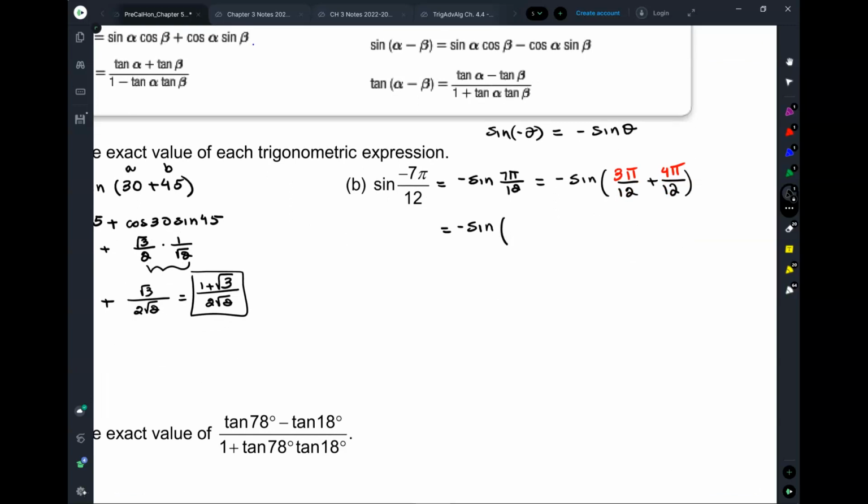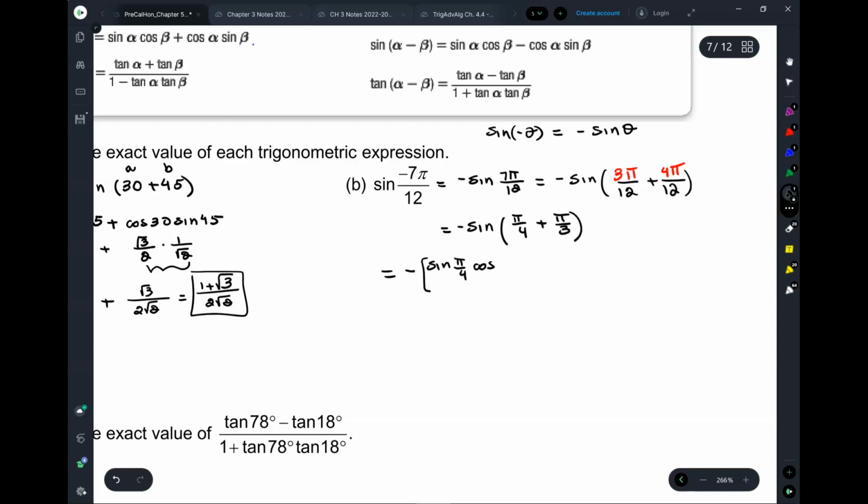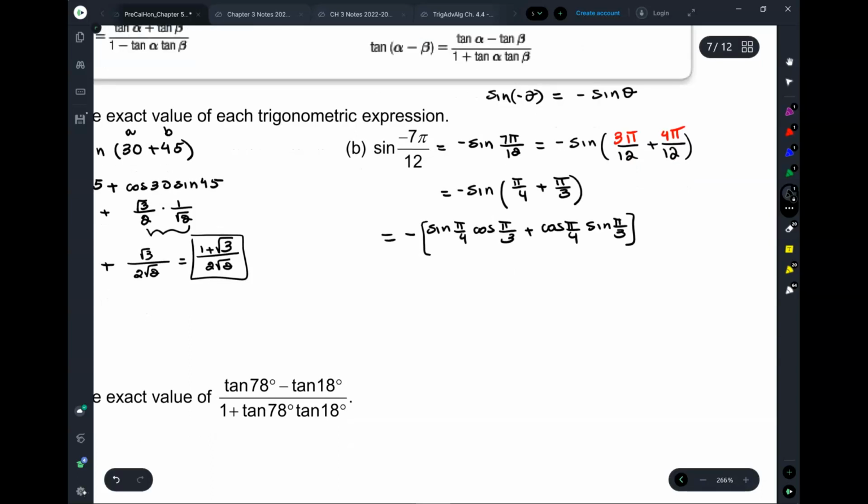Okay. So negative sine pi over 4 plus pi over 3. Okay. So it's sine again, right? It's sine again, so it's sine, cosine, cosine, sine. Negative out here, sine, cosine, cosine, sine. Okay? Sine, cosine, cosine, sine, right? And now we know all of these.